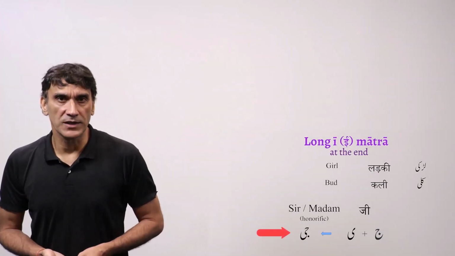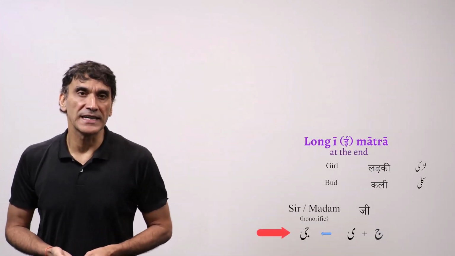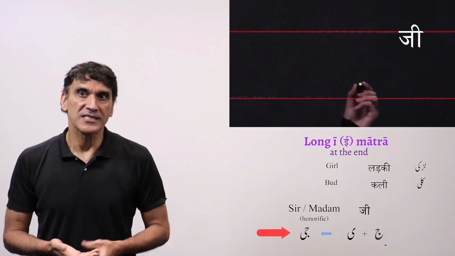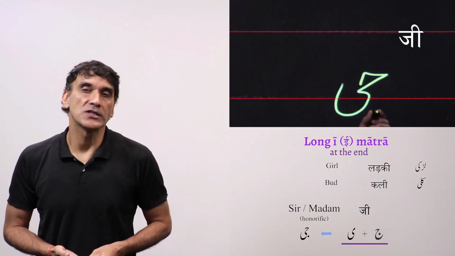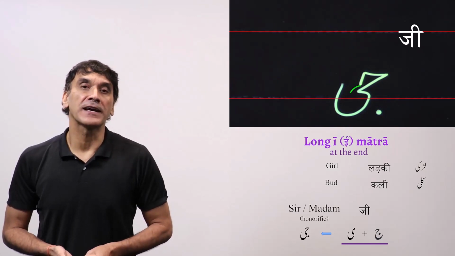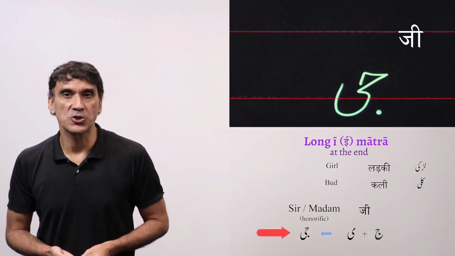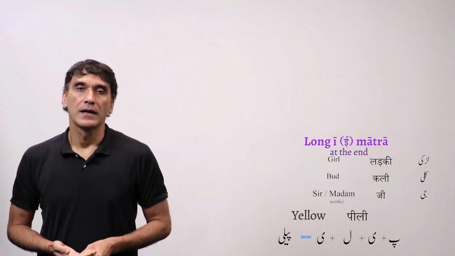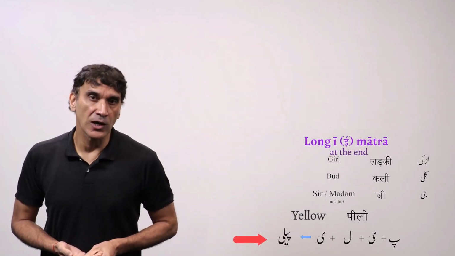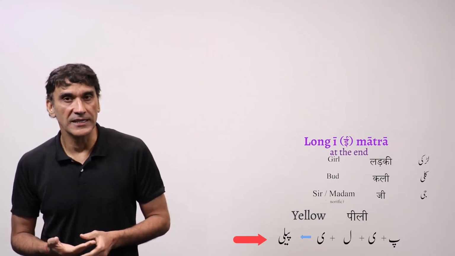Let's take a simple word jī, the honorific particle meaning sir or madam. The spelling is jim plus choti ye. So jim will take the initial form and will connect to choti ye, which will take the final form. So jim plus choti ye, jī. And the final word is peeli, yellow, the feminine adjective peeli.